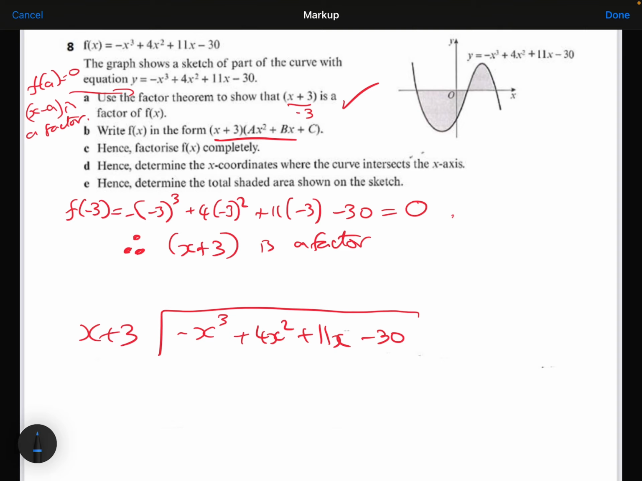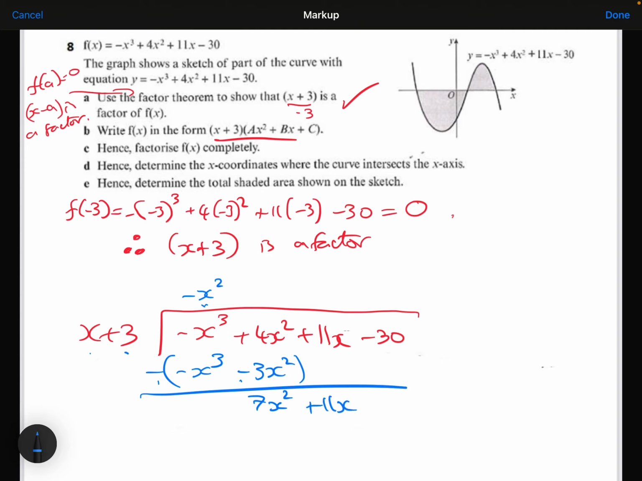So x into minus x cubed goes minus x squared times. I'm now going to multiply this out. So minus x squared times x is minus x cubed. Minus x squared times 3 is minus 3x squared. And I'm going to take that away. The x cubes cancel out. And then I've got 4x squared minus minus, so that's a plus. So I get 7x squared. The 11x take away 0 is 11x. And the 30 take away 0 is 30.